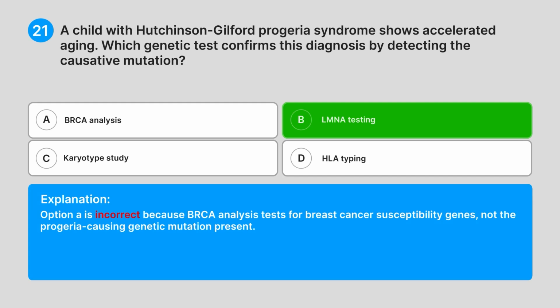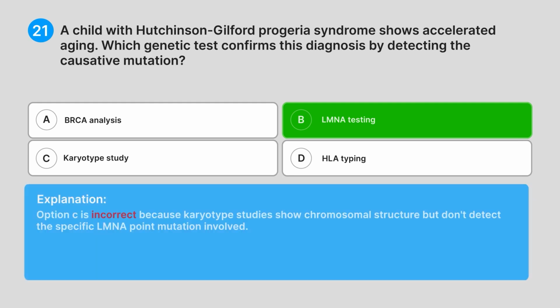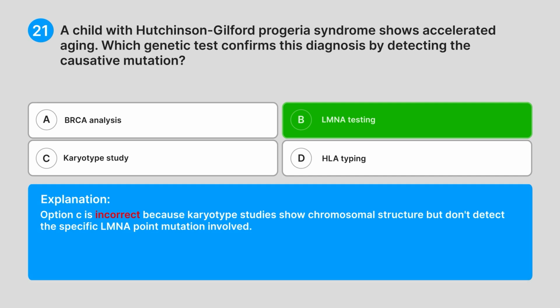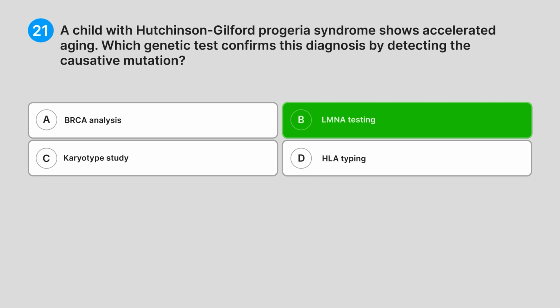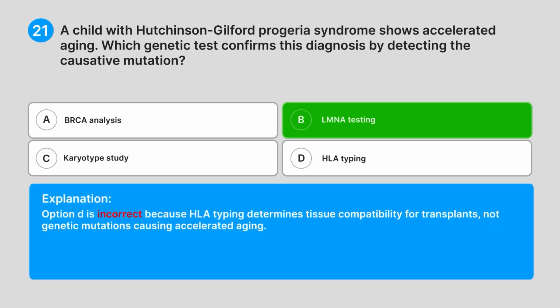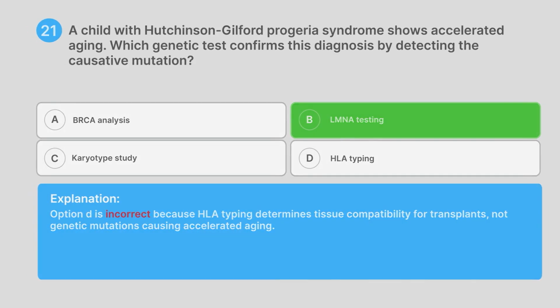Option A is incorrect because BRCA analysis tests for breast cancer susceptibility genes, not the progeria-causing genetic mutation present. Option C is incorrect because karyotype studies show chromosomal structure but don't detect the specific LMNA point mutation involved. Option D is incorrect because HLA typing determines tissue compatibility for transplants, not genetic mutations causing accelerated aging.